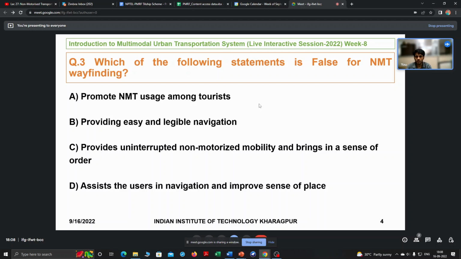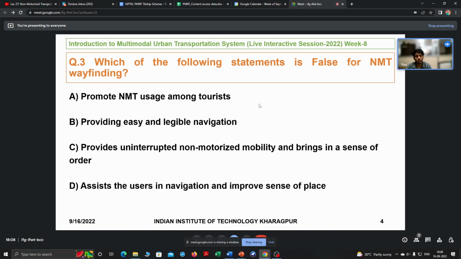So first is, promote NMT usage among tourists. Suppose you are a tourist and you went to a new place, then it is very difficult to use the NMT facility. We can use any public transport maybe, but how can you use the NMT facility without proper wayfinding? Otherwise you need some guidance from someone, right? So it's true that it promotes NMT usage, because if I have an app then I will be confident, right?